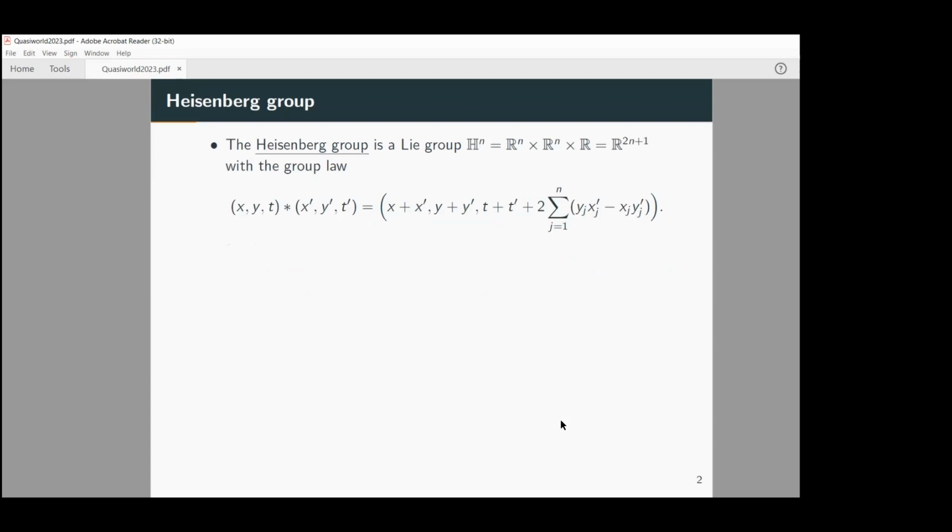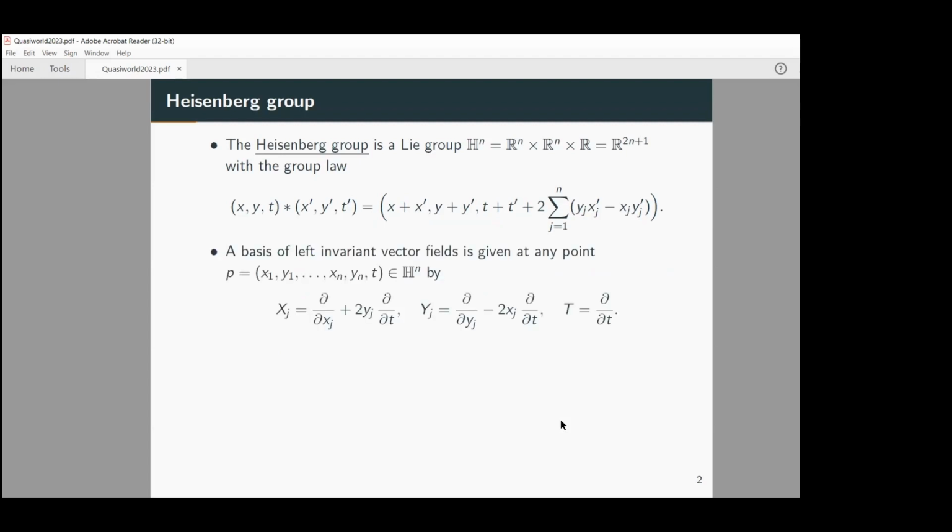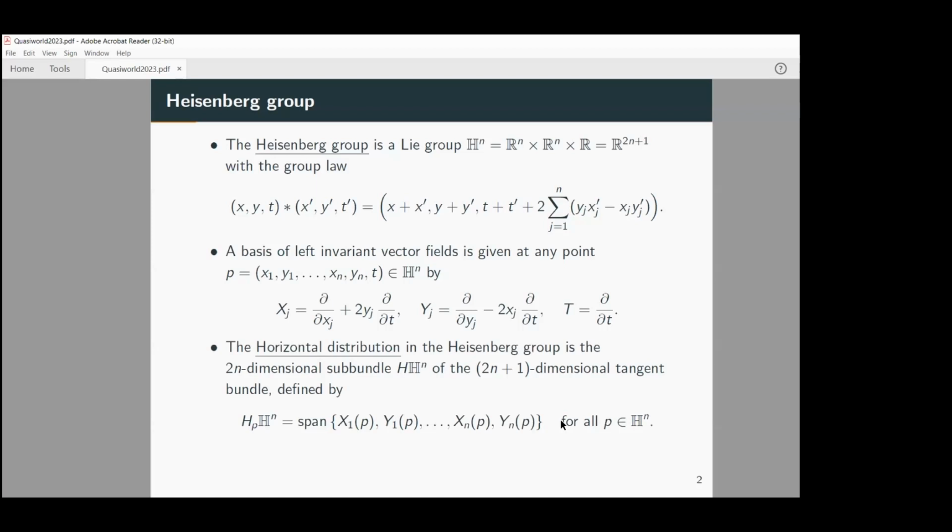Okay, so the Heisenberg group is a Lie group structure on R^{2n+1}, with such a group law. And as a Lie group, it has the basis of left invariant vector fields. These are the left invariant vector fields, which at the origin are ∂/∂x_j, ∂/∂y_j, and ∂/∂t. And in the Heisenberg group, we consider the so-called horizontal distribution, which is the span of the X_j and Y_j vector fields, so 2n vector fields. We simply forget about the vector field ∂/∂t.